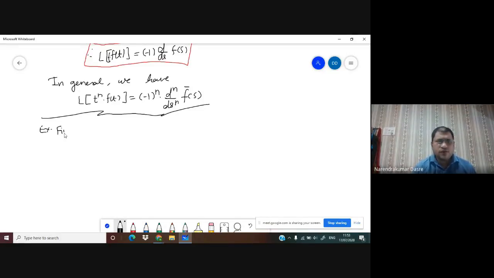Example: find the Laplace transform of f of t is equal to t into sine of at. So here we have to take this t into sine of at. Now we go with the solution.